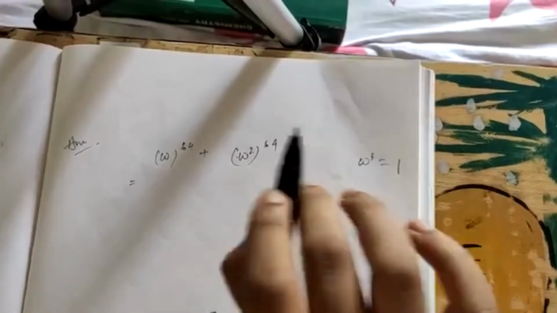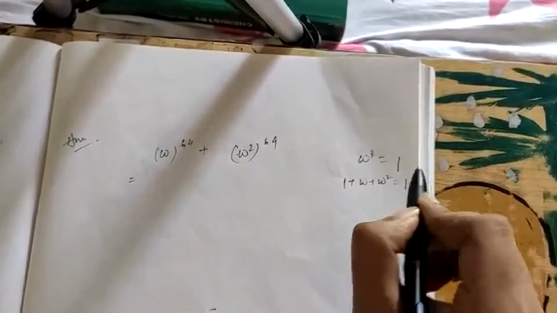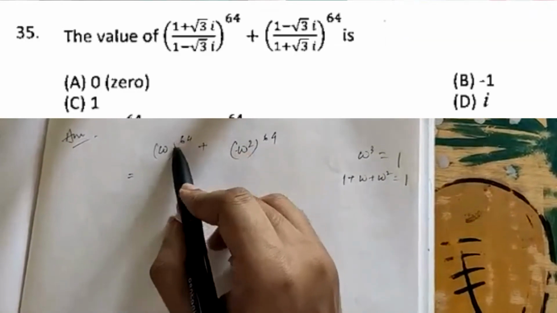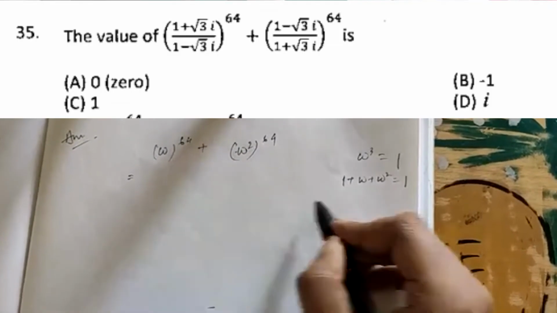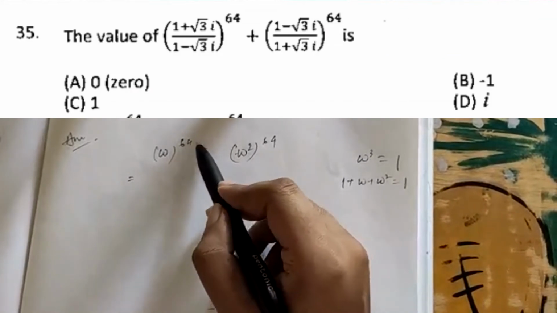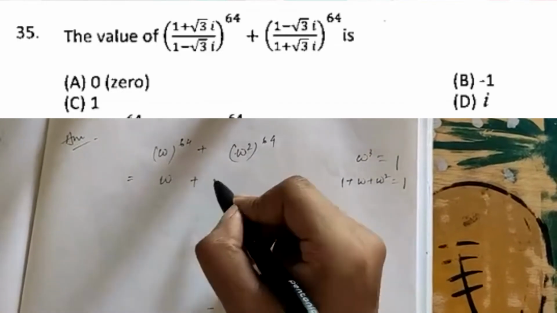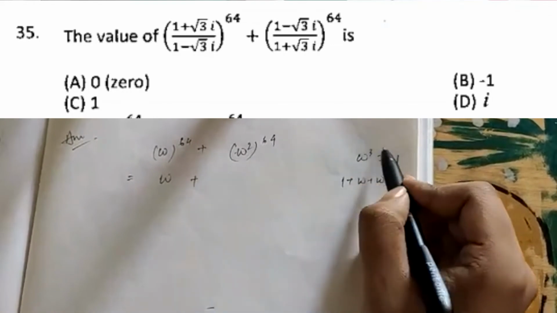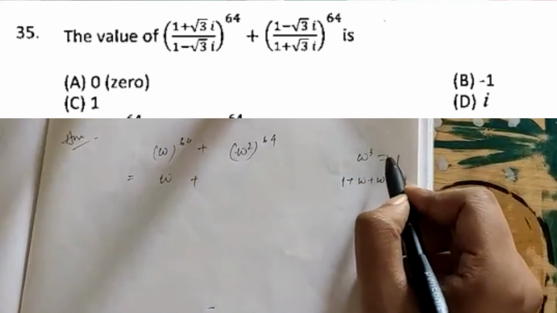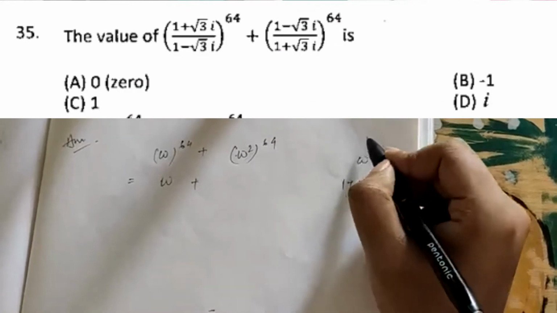Omega cube is equal to 1. Okay, and we also know that 1 plus omega plus omega square is equal to 0. So from here, if we divide 64 by 3, then 63 is divisible by 3, so it will come as omega. And for 128, 126 is the last number which is divisible by 3.